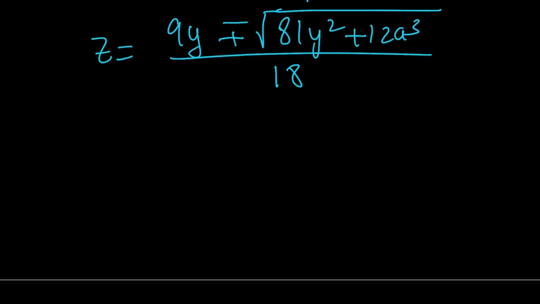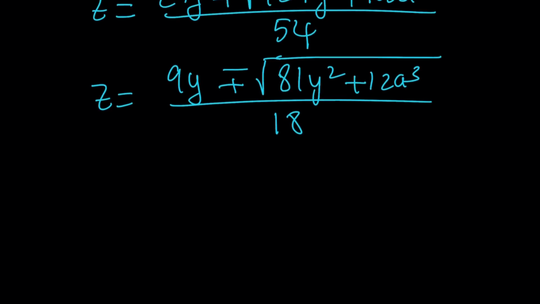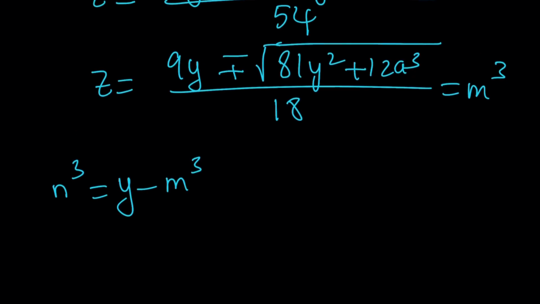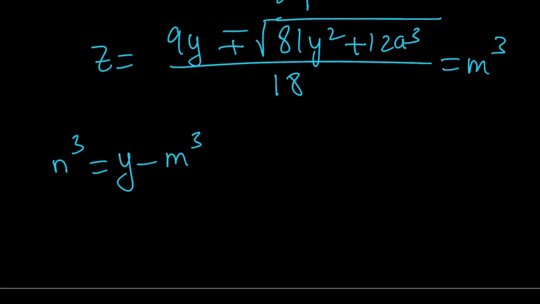Awesome. Z, remember, is equal to m cubed. Yay! We found the value of m almost. And n cubed is equal to y minus m cubed. By the way, m cubed and n cubed are interchangeable, so it doesn't really matter which one is which. But anyways, if you subtract y minus this, can I just tell you what it is? I hope you don't mind.